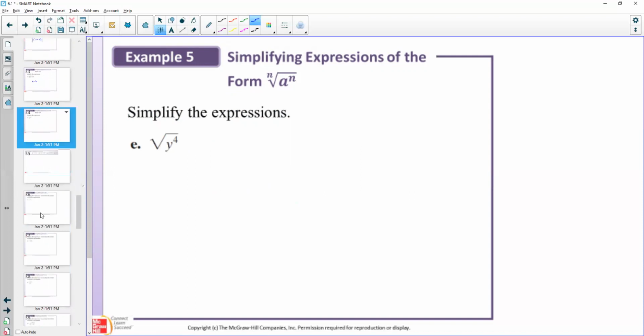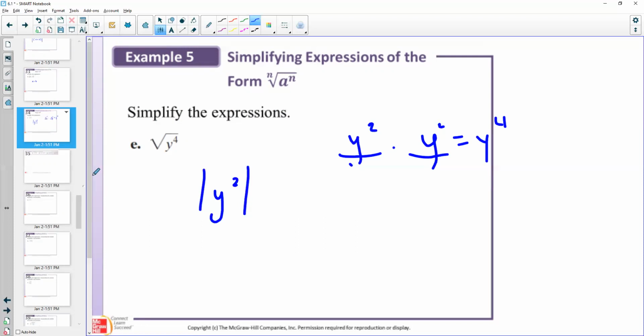This one is the square root of y to the 4th. Now think about that for a second. How do you think this is going to work? The square root of y to the 4th. Well, what thing times itself? I have to do something, some number times something gets me y to the 4th. How do I get that? Well, it's y squared, isn't it? These are even, the squared and the 4th. The square root in particular is the one that matters. So the answer is going to be the absolute value of y squared.